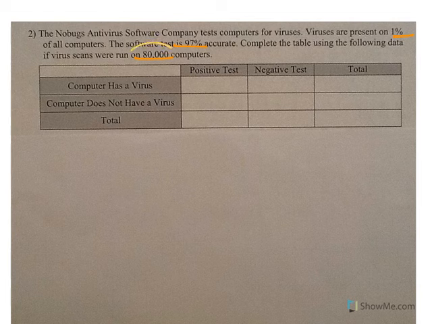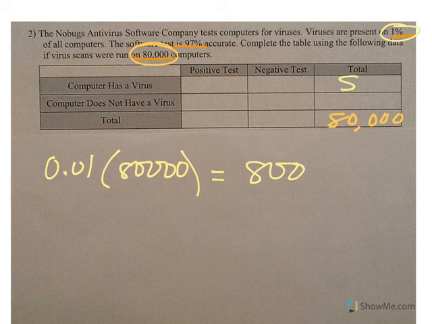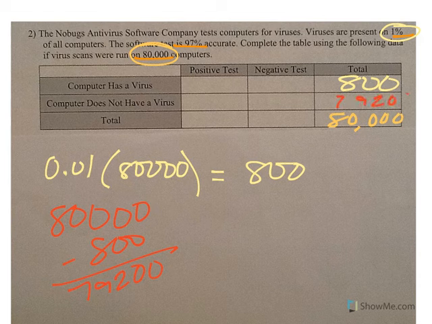Okay, so if we know our total is 80,000. As discussed, you always want to complete this side first. If you don't have your totals, you can't really do anything else. So, we know 1%. So 1% of the total is how many have the virus, and that is 800. So 800 have the virus. Now, if we started with 80,000 and 800 of them have the virus, then 79,200 of them don't have the virus. And now we have our totals.